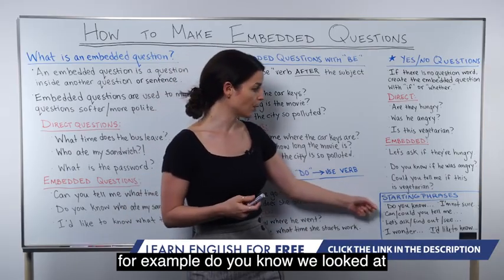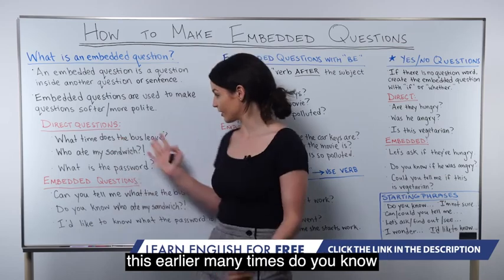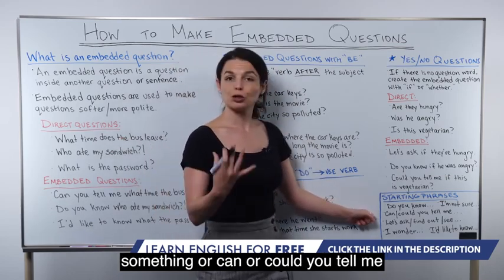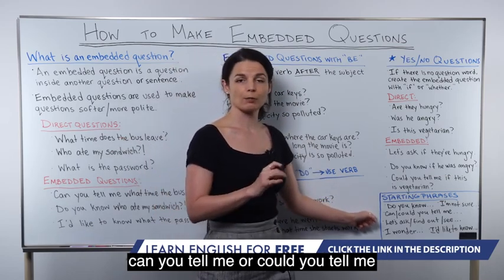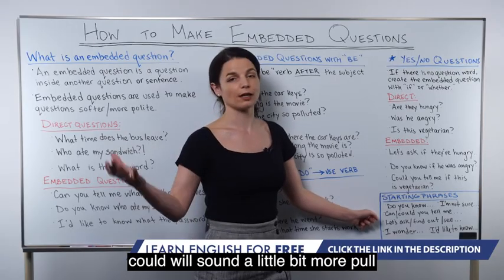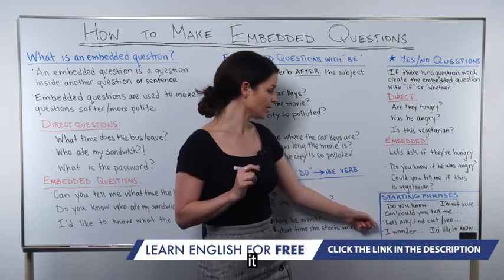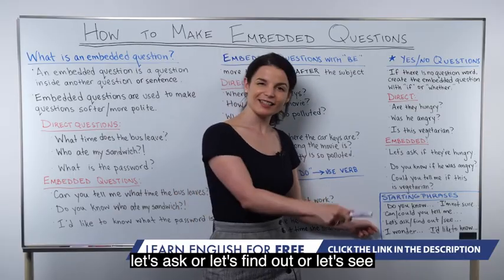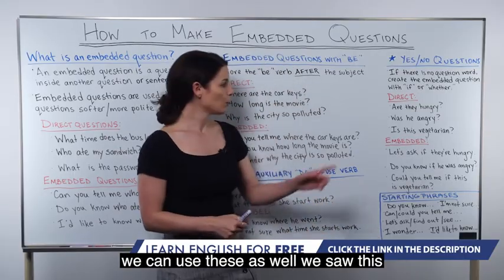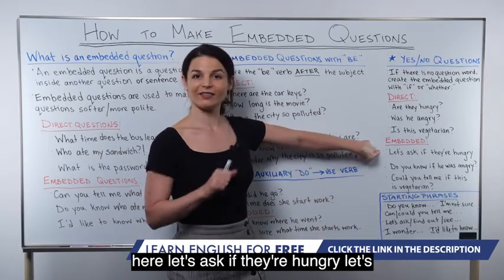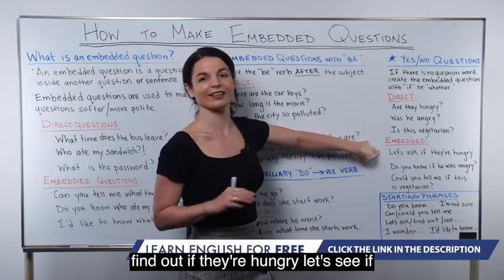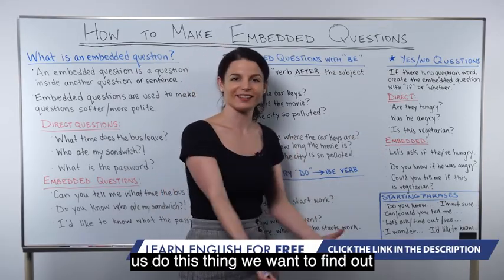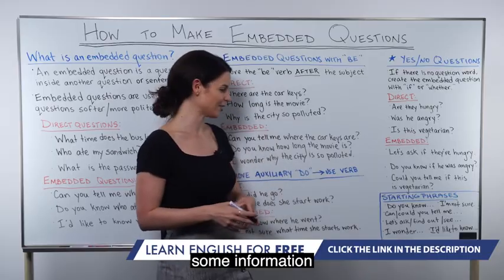So, for example, do you know? We looked at this earlier many times. Do you know something? Or can or could you tell me? Can you tell me or could you tell me? Could will sound a little bit more polite. Let's ask, or let's find out, or let's see. We can use these as well. We saw this here. Let's ask if they're hungry, or let's find out if they're hungry. Let's see if they're hungry. So this is suggesting, let us do this thing. We want to find out some information.